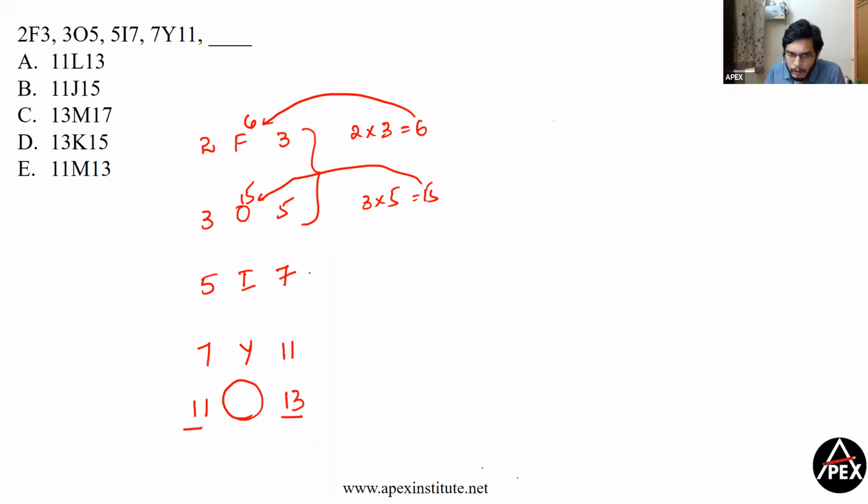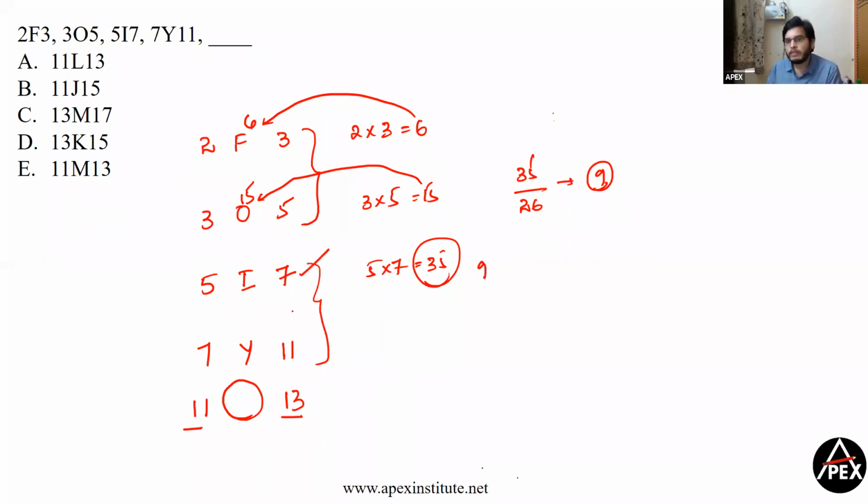Now let us see whether these two also have the same logic consistent with them. So what is 5 into 7? 35. What is 35th alphabet? Let's check whether it is I or not. If it is I, then we can move ahead. So what is the remainder when 36 divided by 26? Remainder is 9, isn't it? And then alphabet corresponding to number 9 is I. So the logic which we have assumed is consistent in the third term.